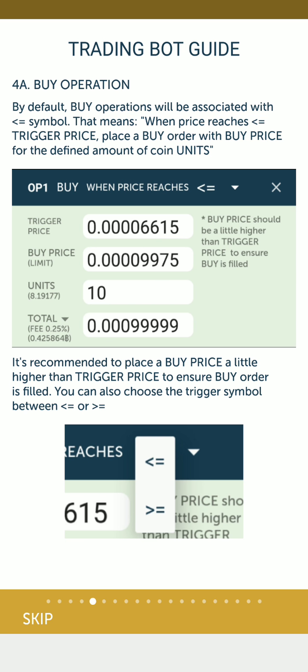Go a little higher than the trigger price to ensure the buy is filled. Okay, so this is something else that I'm super excited about.